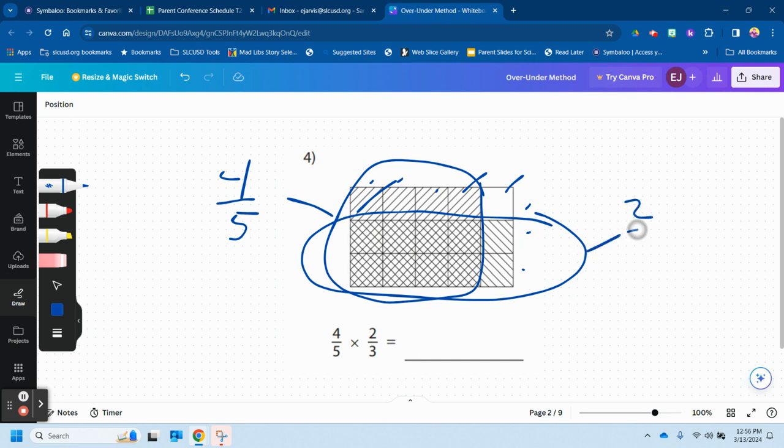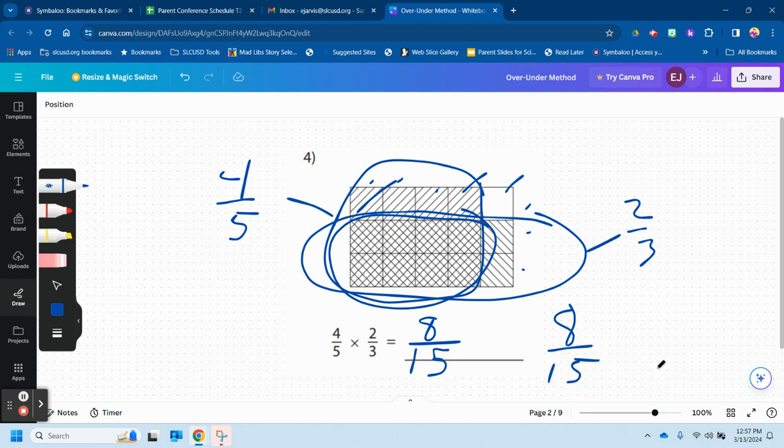Now I want you to take these notes. This is the 2/3, and this in the middle represents the overlap. So we have 2, 4, 6, 8. And all together, with it being cut into fifths and thirds, 8/15. So let me write that better. So this one is 8/15.